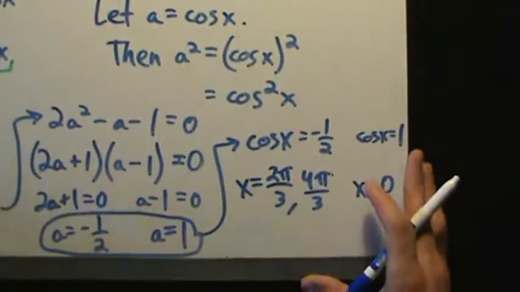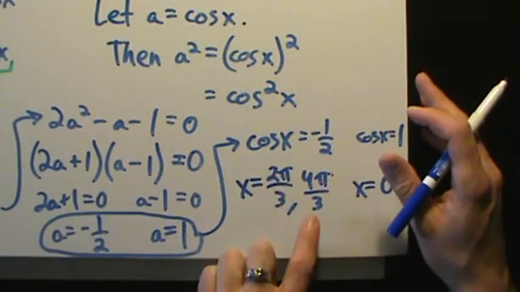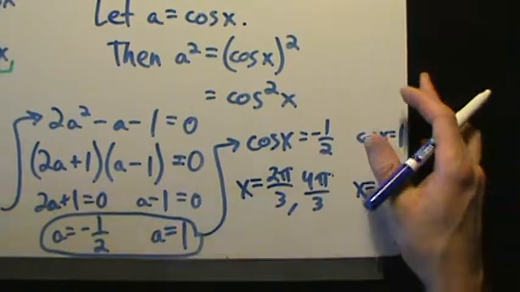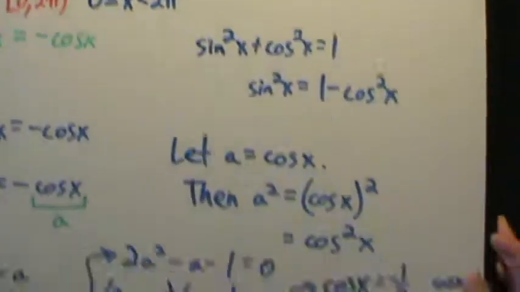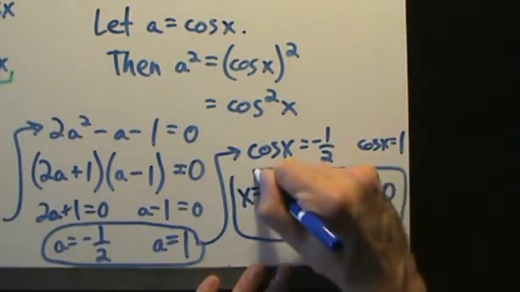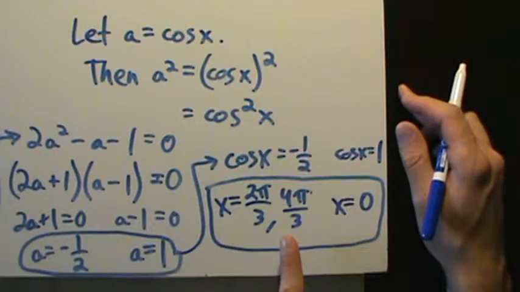Similarly, cosine of 2 pi over 3 is negative 1/2, cosine of 4 pi over 3 is negative 1/2, and these are the only two values of x with cosine of negative 1/2 inside of this interval. So that's the final answer for example 14 of solving trig equations: 2 pi over 3, 4 pi over 3, and 0.